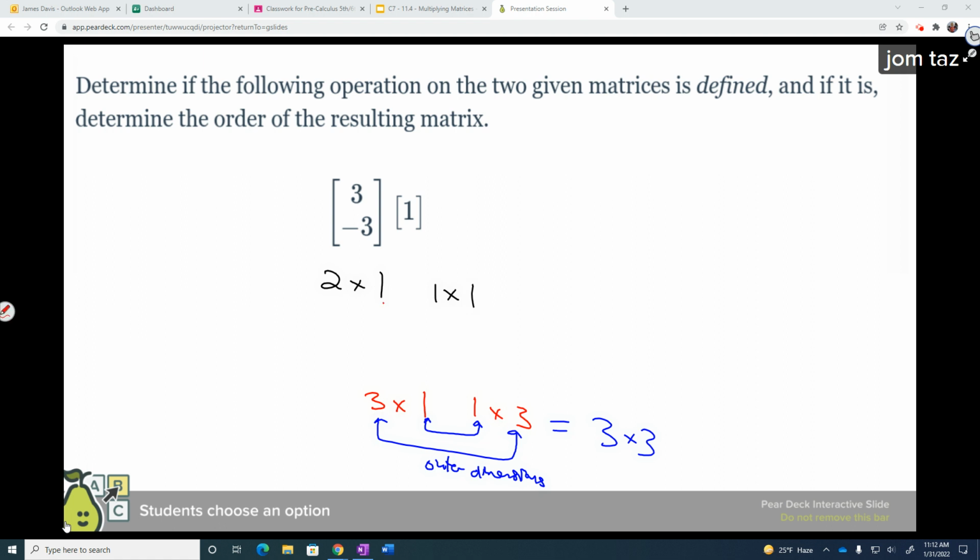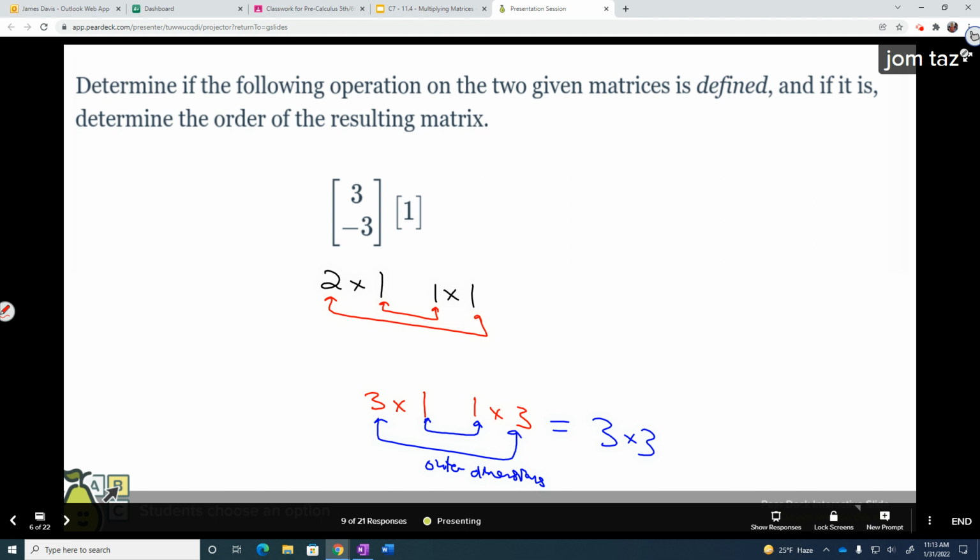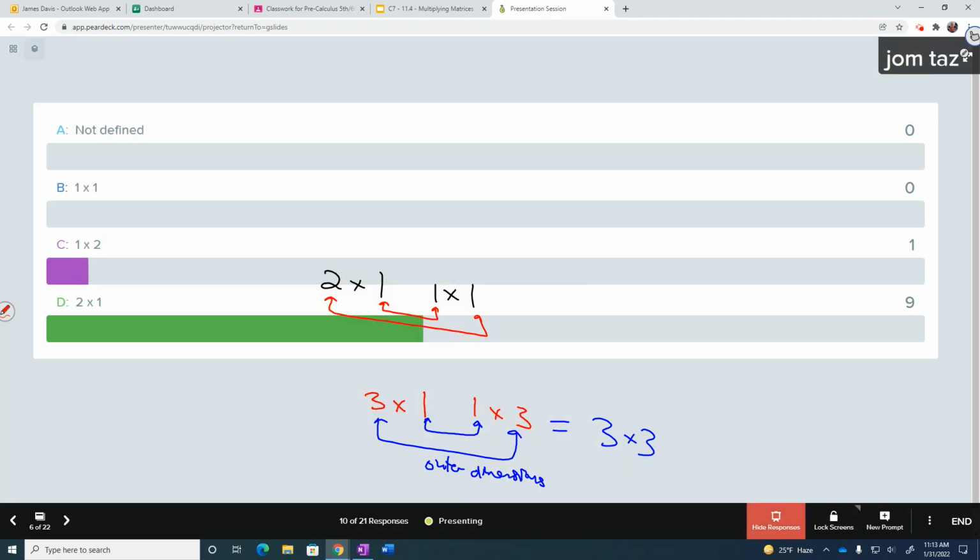The inner dimensions would be 1 and 1. Those are the same. It works. So then their answer is going to be these outer dimensions. So that's what you want to select. You want to select yes and be a 2 by 1 matrix.